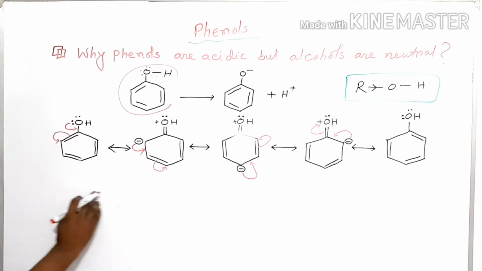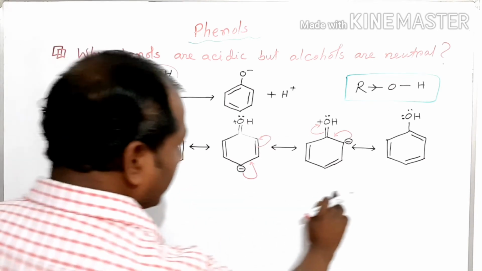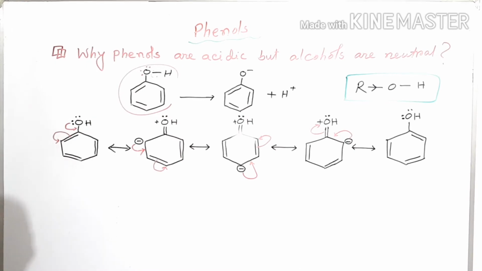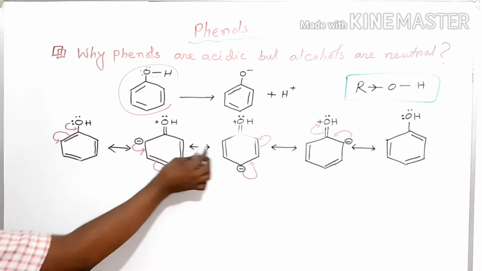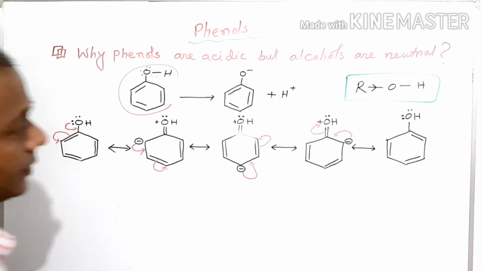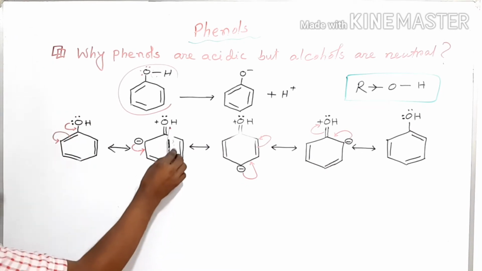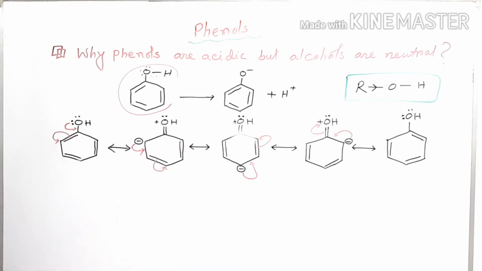Now the resonance structure is here given. We see that positive charge increases in oxygen. That's why the bond between oxygen and hydrogen becomes weak. As a result, oxygen can easily donate hydrogen ion or proton. That's why phenols are acidic.